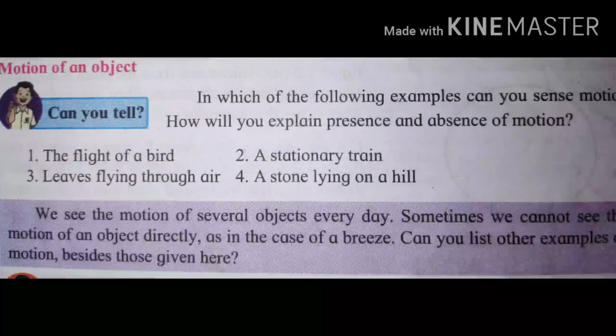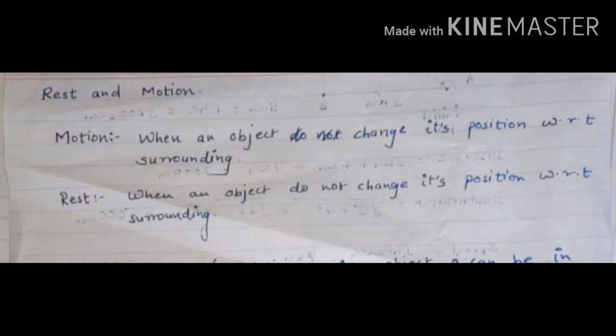So we will now define what is motion and what is rest. What is the difference between motion and rest? In scientific terms, I am defining motion as follows: whenever any object changes its position with respect to its surrounding, the object is said to be in motion. And the definition of rest is: whenever any object does not change its position with respect to the surrounding, then it is said to be at rest. Now we will see with the help of examples what is motion and what is rest.